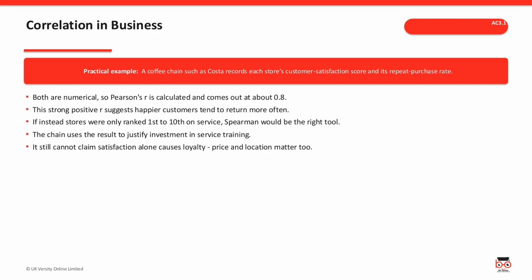Here's it working in the real world. A coffee chain like Costa records each store's customer satisfaction score and its repeat purchase rate. Both are numerical, so they calculate Pearson's r, and it comes out around 0.8. A strong positive result, suggesting happier customers tend to come back more often. If instead they'd only ranked their stores 1st to 10th on service, Spearman would be the right tool. Either way, they can't claim satisfaction alone causes loyalty, because price and location clearly matter too.